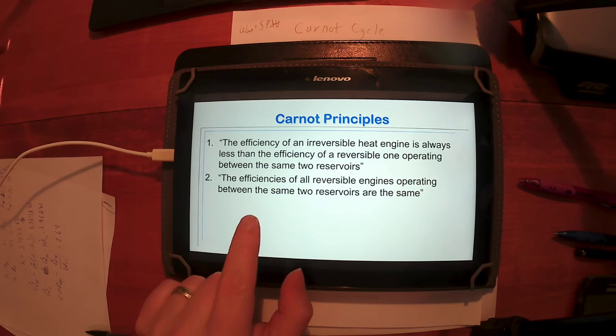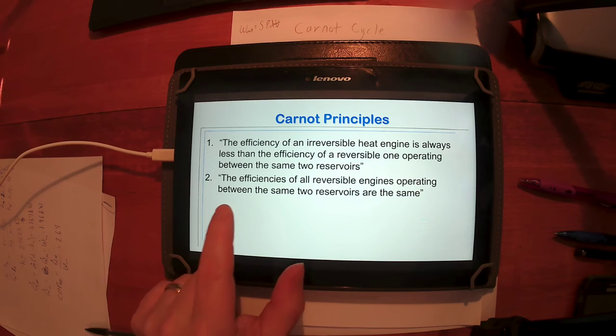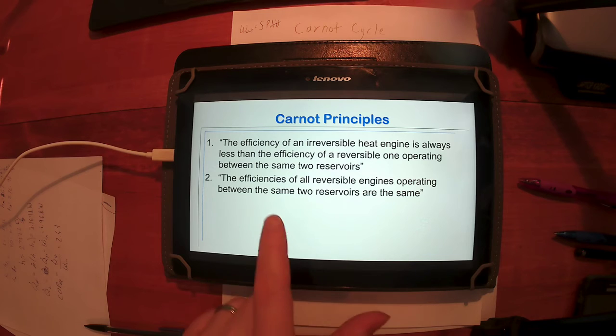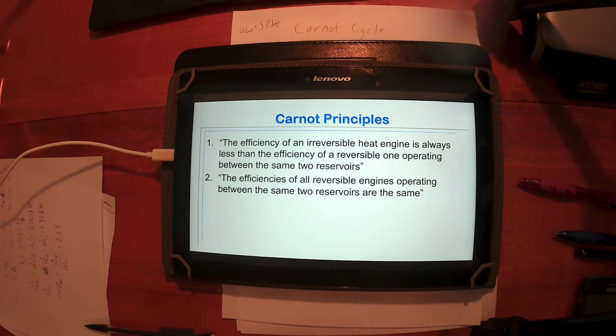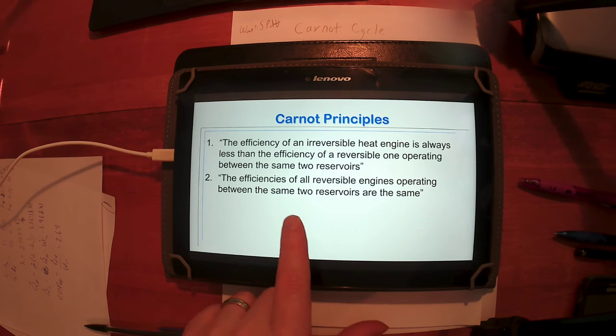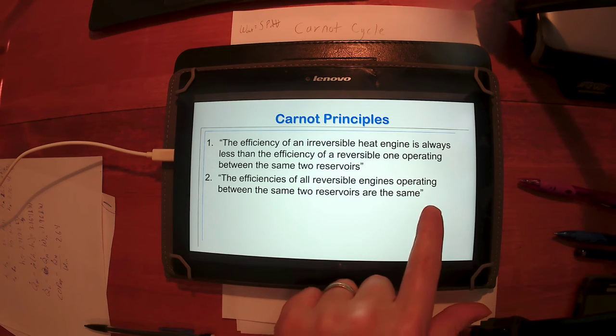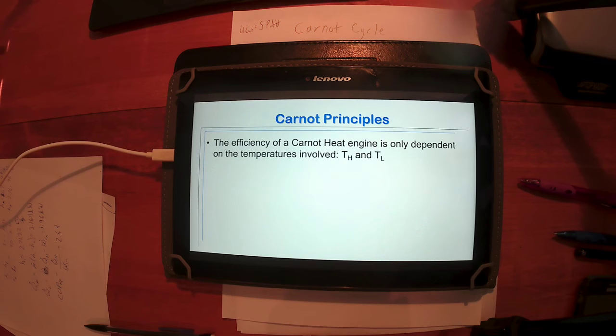And the other really important thing that comes out of this is the idea that the efficiencies of all reversible engines operating between the same two reservoirs is the same. So if I have a device operating in a reversible fashion, a reversible engine, that engine is the most efficient engine that we can build. That's the limit. And the only thing that's controlling its performance is the temperature of the two reservoirs with which it operates. So the efficiency of a Carnot engine, right?